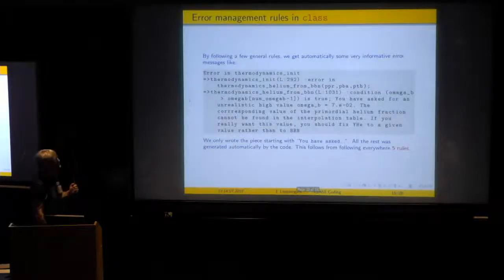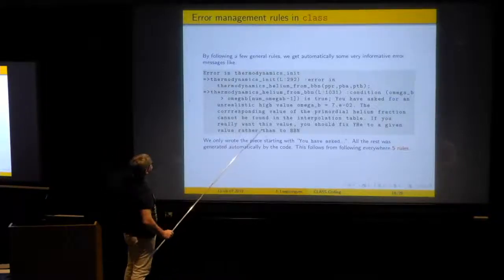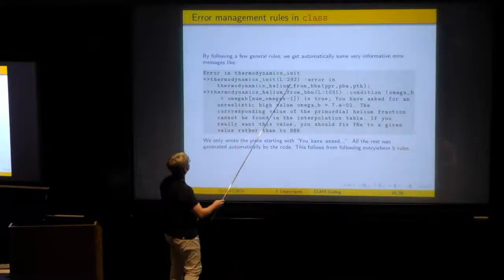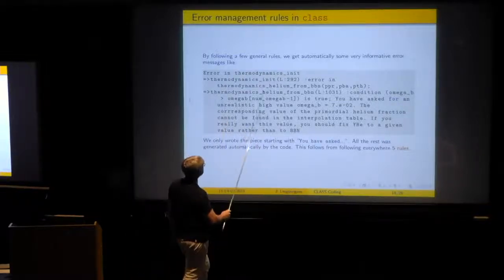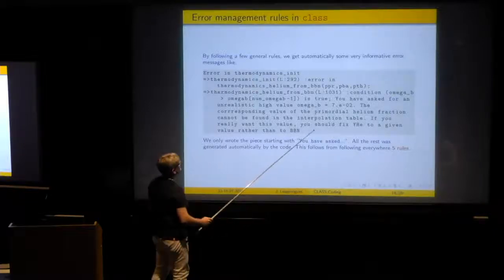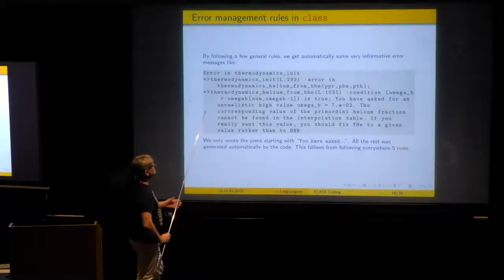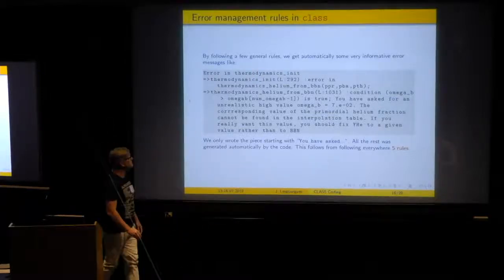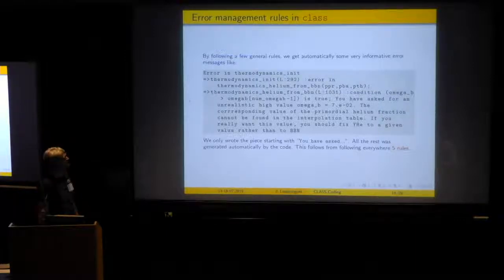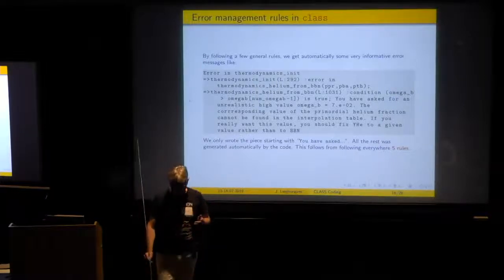And the error will look like this. And there is a lot of information. Error in thermodynamics.init. In this function at line 292, there was an error in this function. And then in this other function, in line 1031, this condition was true. You have asked for an unrealistic high value of omega b. The corresponding value of the primordial helium fraction cannot be found in the interpolation table. If you really want this value, you should fix helium to a given value rather than to BBN. So you understand the physics behind. It's what we said yesterday.